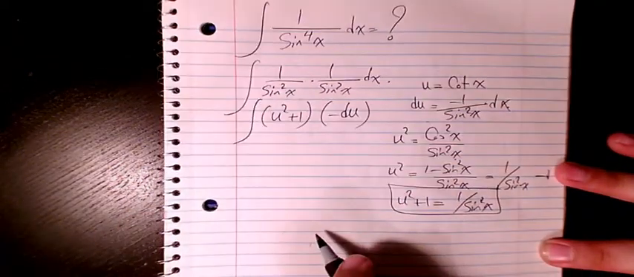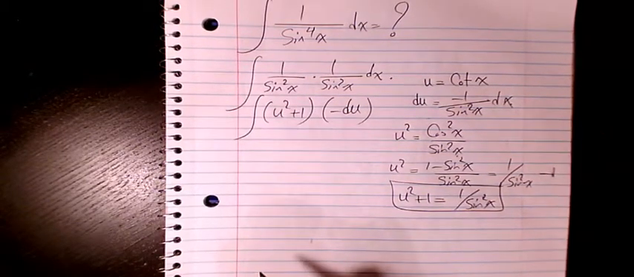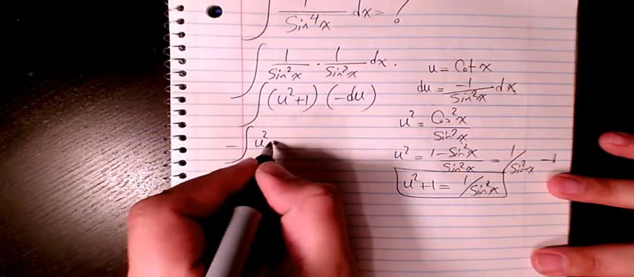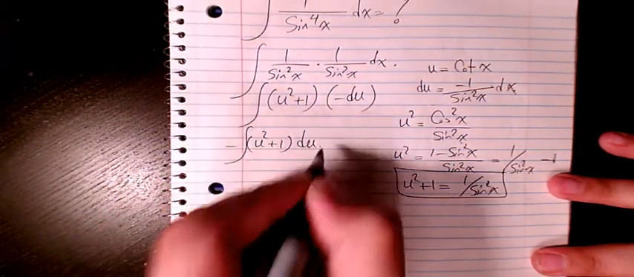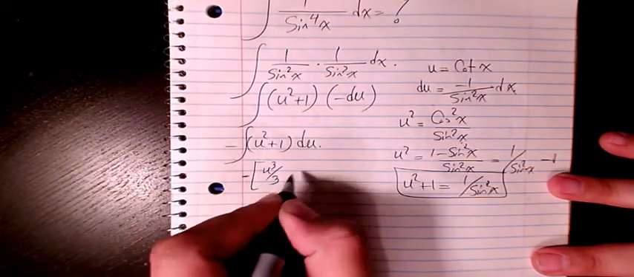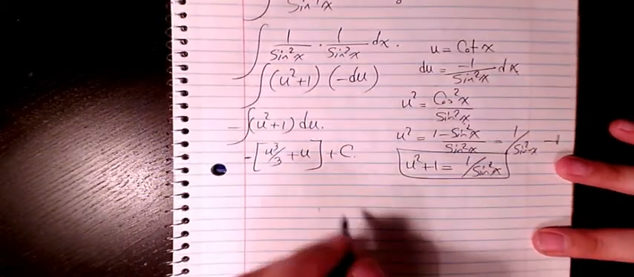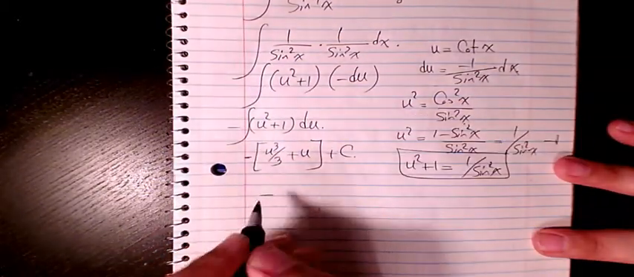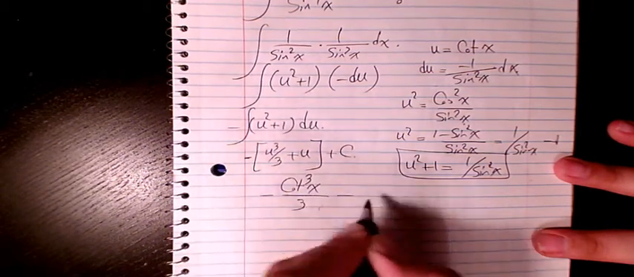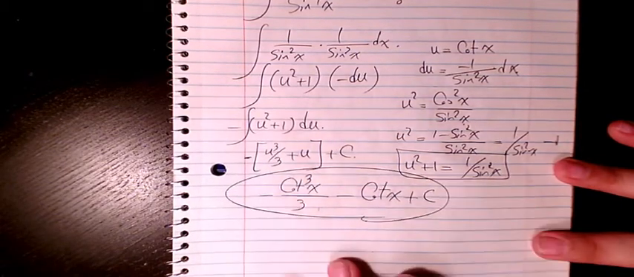Then I need to start integrating. So negative, I put it behind it, so it's going to be the integral of u squared plus 1 du. That makes it negative u cubed divided by 3 minus u plus a constant, and u is cotangent, so it's going to be negative cotangent cubed x divided by 3 minus cotangent x plus c. So that's the final answer.